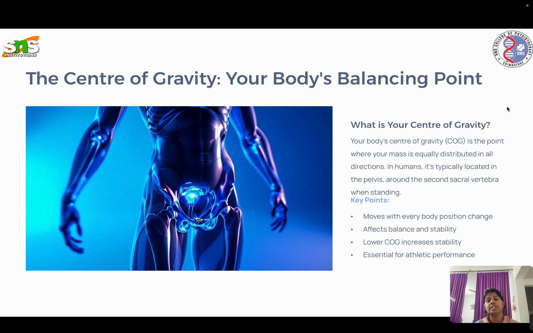Now, center of gravity. The center of gravity is the point where the entire body weight is considered to be concentrated. In humans it is located around the pelvic region near the second sacral vertebra. This point changes whenever we move. For example, when we bend forward or lift something, the center of gravity shifts. A lower center of gravity increases stability, which is why athletes bend their knees slightly during activities like lifting weights or playing sports. Maintaining proper control of the center of gravity is essential for balance and coordination in whatever we are doing.